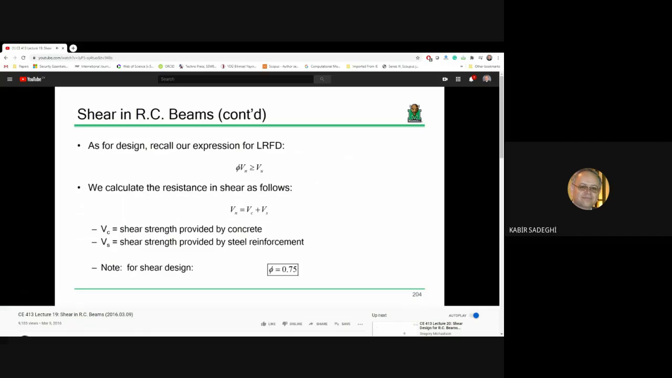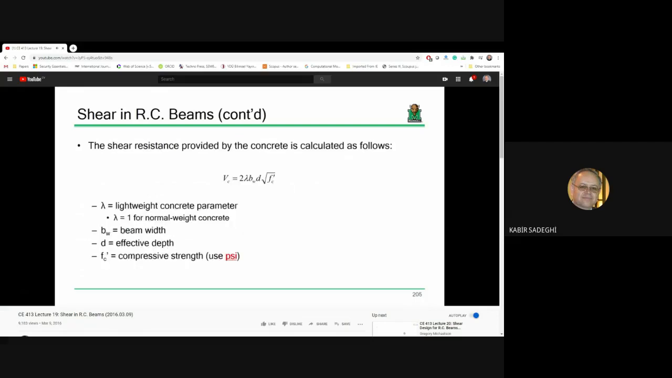Very good? Okay. Now, because we're not dealing with different levels of ductility, if you will, for shear as opposed to moment, our ductility was a direct function of how much steel we had and how much strain we were able to achieve. For shear, however, that's not really the case. We tend to get around the same amount of ductility regardless, so we accept a phi value of 0.75.